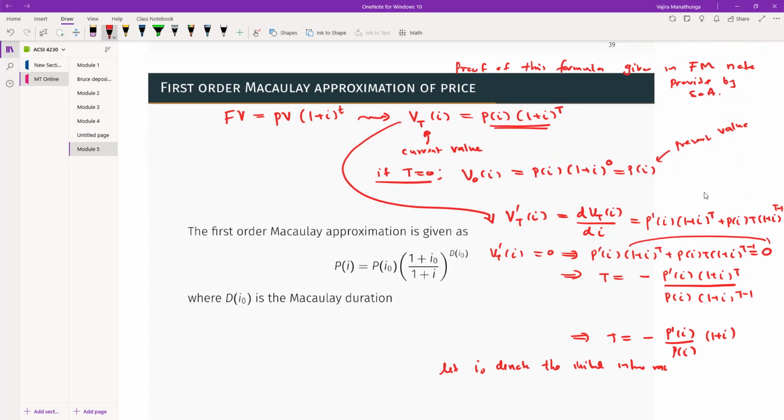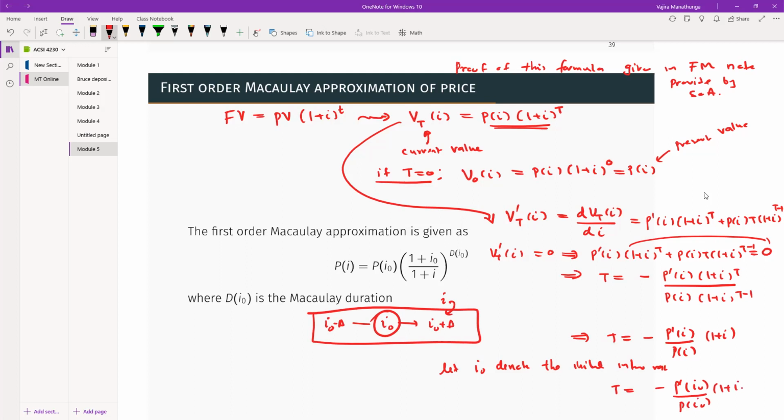Okay, so I want to show what happens when I naught goes to I naught plus delta or I naught minus delta. So what's the scenario? We won't talk about the new rate. This is our new rate. That's why I want to distinguish between the original one and the new rate. So if we use that, then t becomes P prime I naught over P I naught times 1 plus I naught.